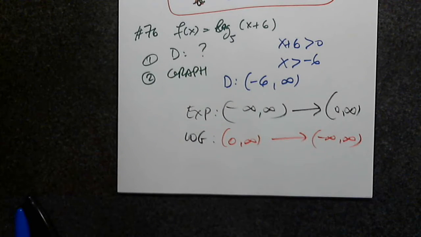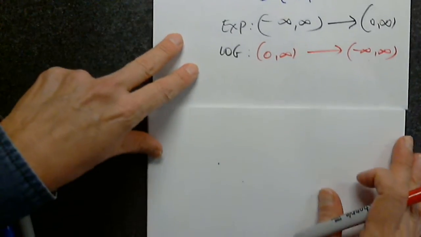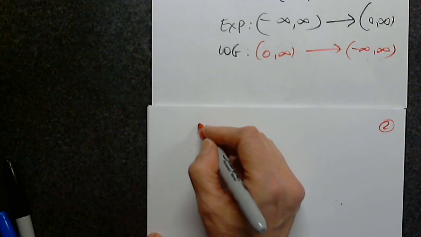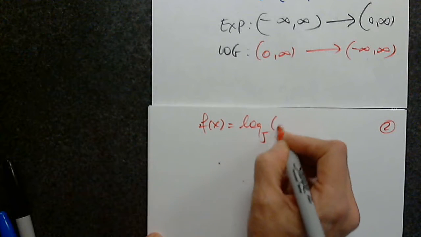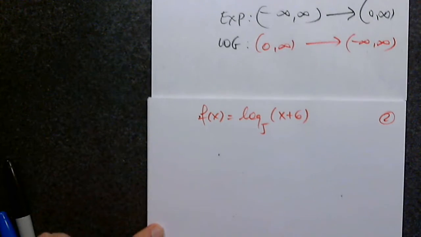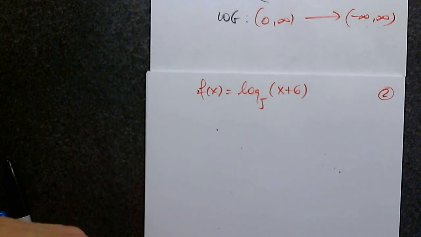So we determined the domain. So now we want to graph this function. You already told me what to do, but let's write it again. So what is the base function? So our function is f of x equals log base 5 of x plus 6. So what is the base function here?